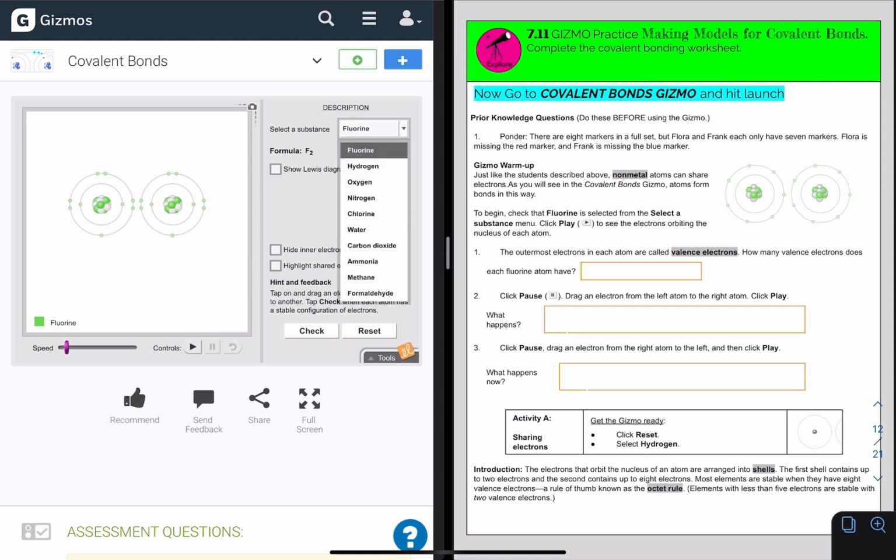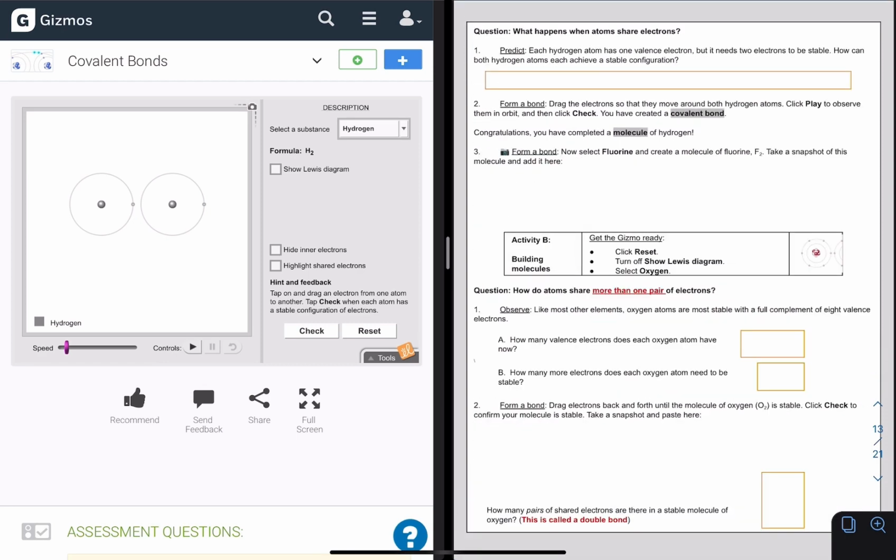We're going to select hydrogen. And then the intro says, the electrons that orbit the nucleus of an atom are arranged into shells. The first shell contains up to 2 electrons, and the second contains up to 8 electrons. Most elements are stable when they have 8 valence electrons, a rule of thumb known as the octet rule. Elements with less than 5 electrons are stable with 2 valence electrons. So there are exceptions to this rule.